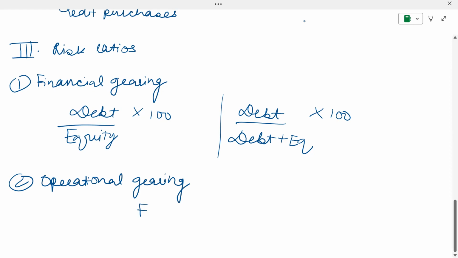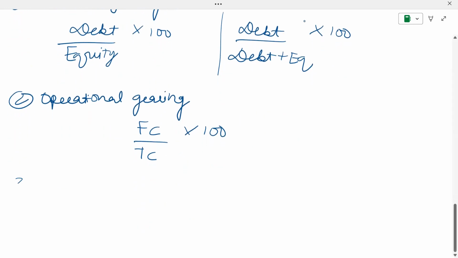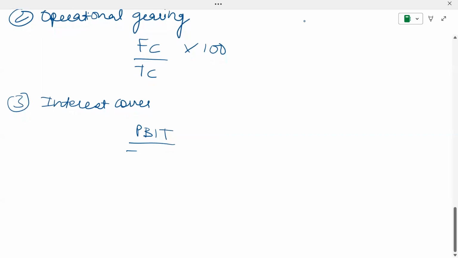Operational gearing can be found out using fixed cost upon total cost multiplied by 100. You're basically seeing that out of your total costs, how much are your fixed costs. Then you can also work out your interest cover. Interest cover is nothing but your PBIT, profit before interest and tax, divided by the finance cost. You get an answer in times over here. So how many times can your profit before interest and tax cover the finance cost is what you find out.